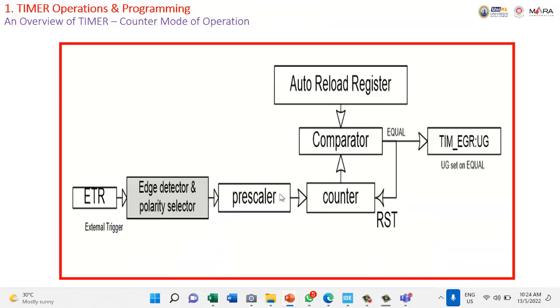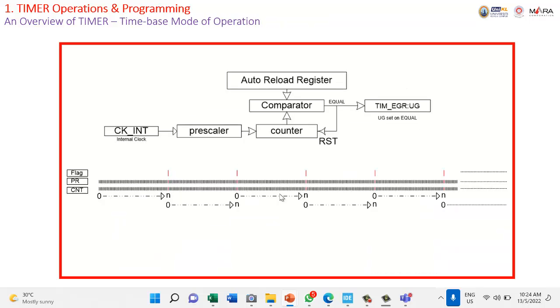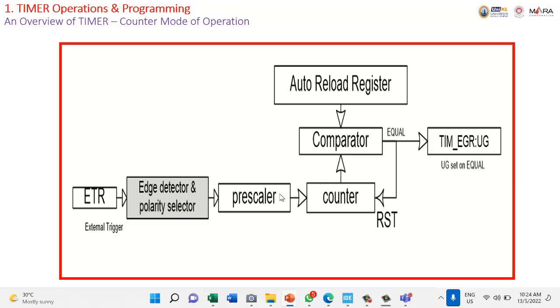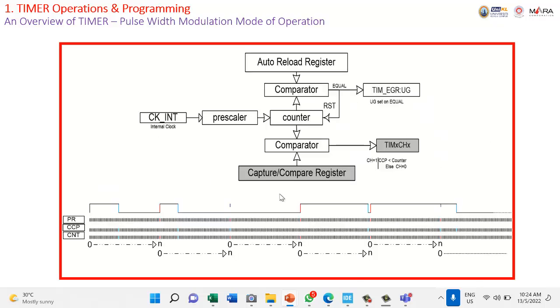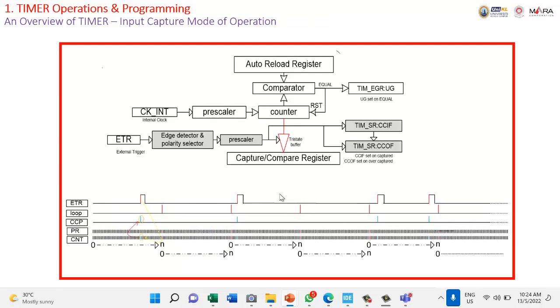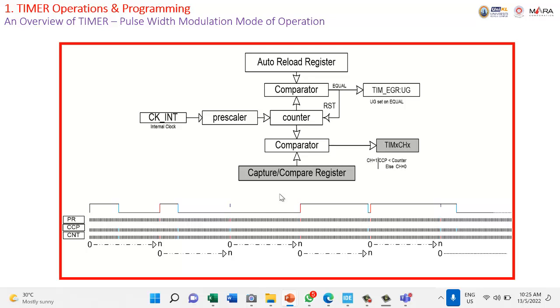So we can see that in the time-base mode, the counter mode, we use only the auto reload register, right? But in the pulse width modulation, we use another register, the capture compare register. Next, we have the input capture mode, or input capture operations. All right, same as with pulse width modulation, we use the capture compare register.